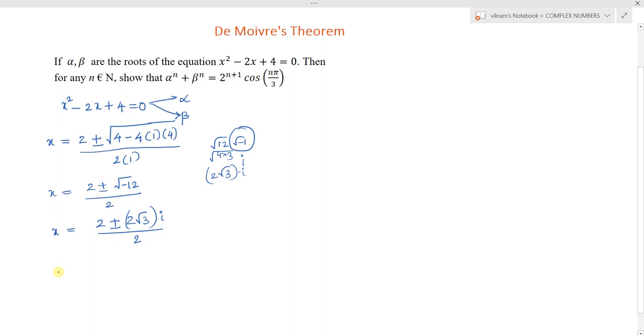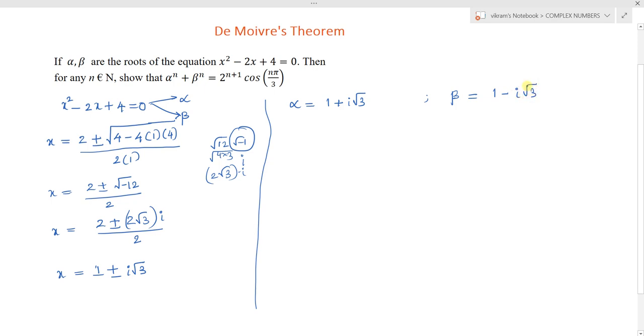Okay, so finally, if we take 2 as a common, we obtain the values of x, the roots of the quadratic equation: 1 plus or minus i times root 3. So here we have x equals 1 plus i root 3 and x equals 1 minus i root 3. Let us assume one root as alpha, that is 1 plus i root 3, and another root is beta, which equals 1 minus i root 3.